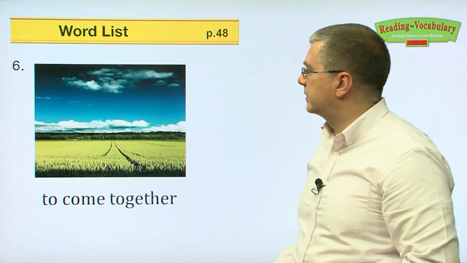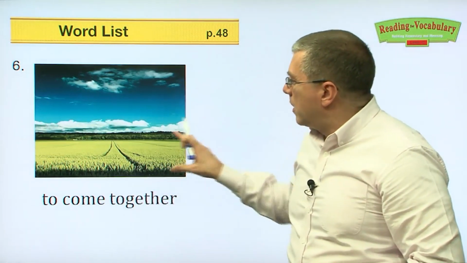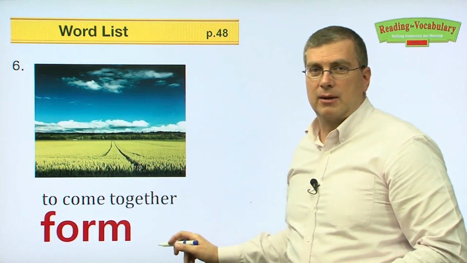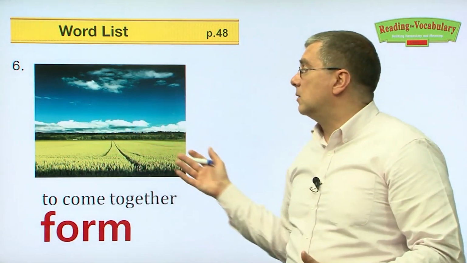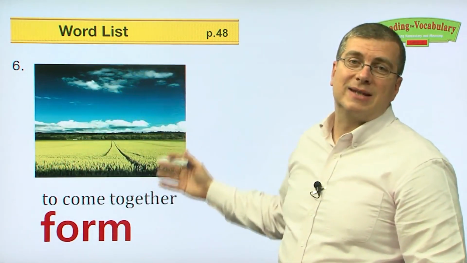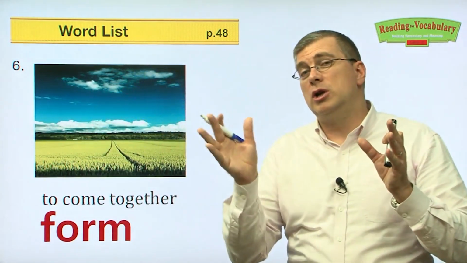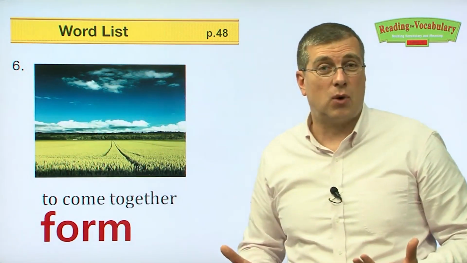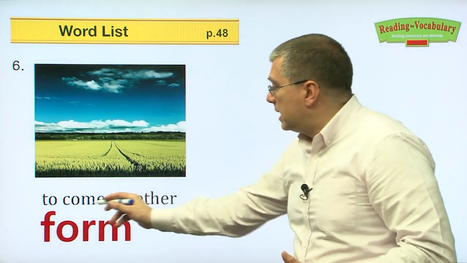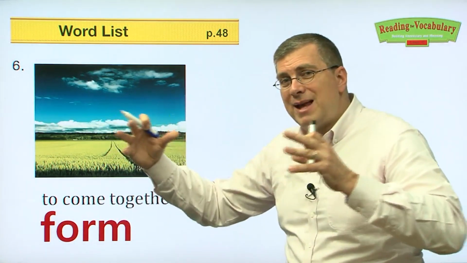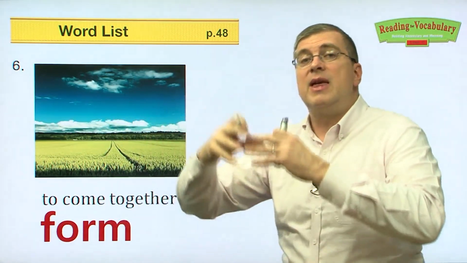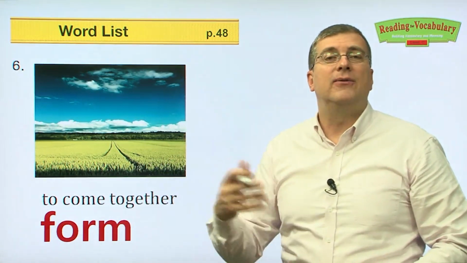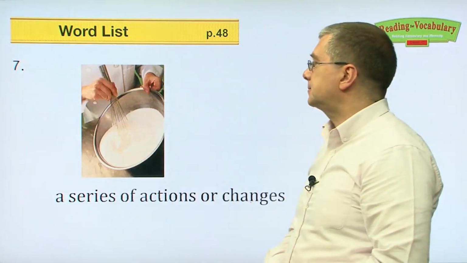Okay, next one, number 6. To come together. When things come together, what do they do? They form something, okay? So they form a field. They might form a landscape. When you put wood and concrete and other materials together, you can form a house or a building. It's when you have many things or materials come together, they form or make or create some other thing. They form something.